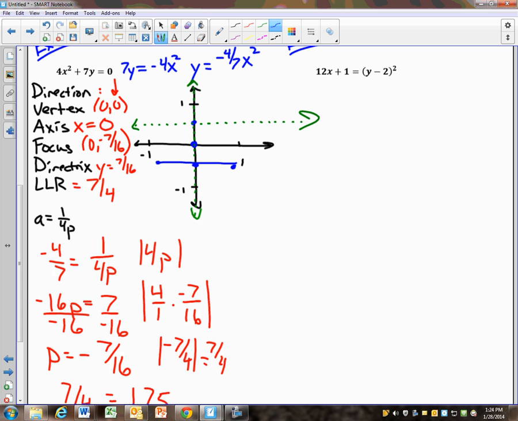The parabola has the endpoints of the latus rectum. It starts at the vertex and it goes out from there. Perfect. What do you think about that?